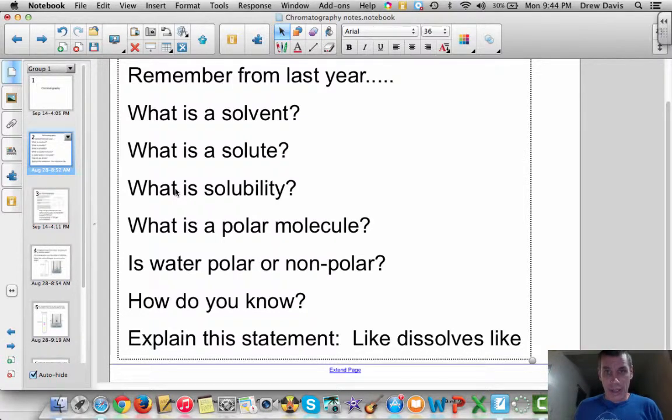Let's take those concepts and apply them to paper chromatography.